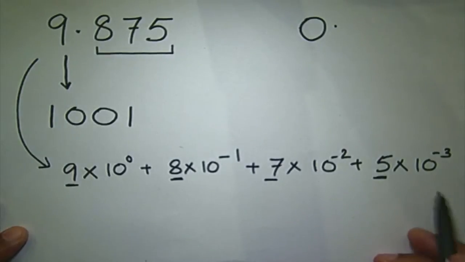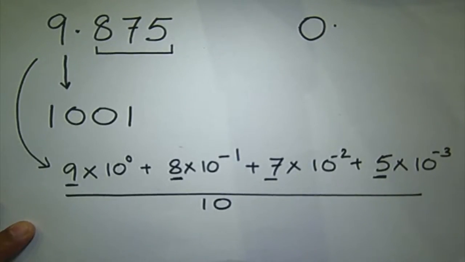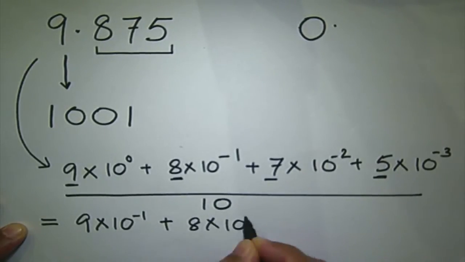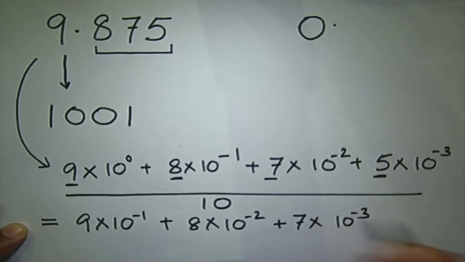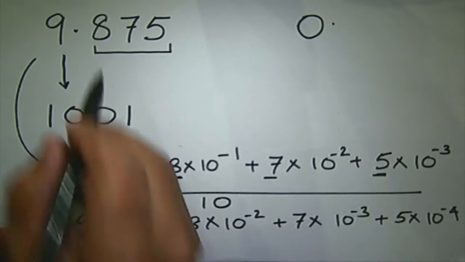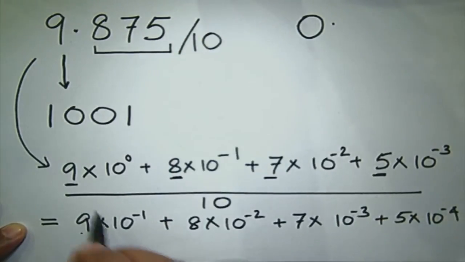Well, if you agree that 9.875 is this expansion, then if I divide by 10, I will have to divide this whole thing by 10. Now, if I divide this whole thing by 10, what does it turn out to be? It is 9 times 10 raised to minus 1 plus 8 times 10 raised to minus 2 plus 7 times 10 raised to minus 3 plus 5 times 10 raised to minus 4. I hope you'll agree that this corresponds to 0.9875, since the multiplier of 10 raised to minus 1 should be the digit immediately after the decimal point. So if I divide by 10, this is what I get.